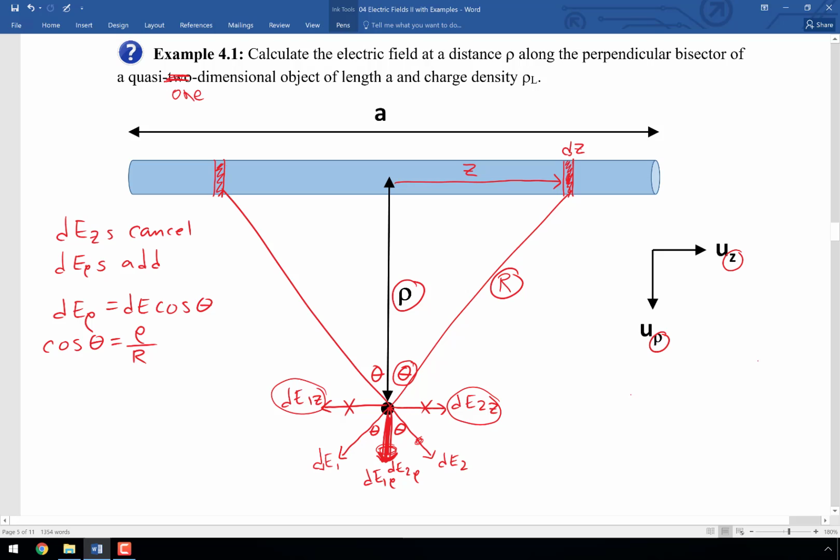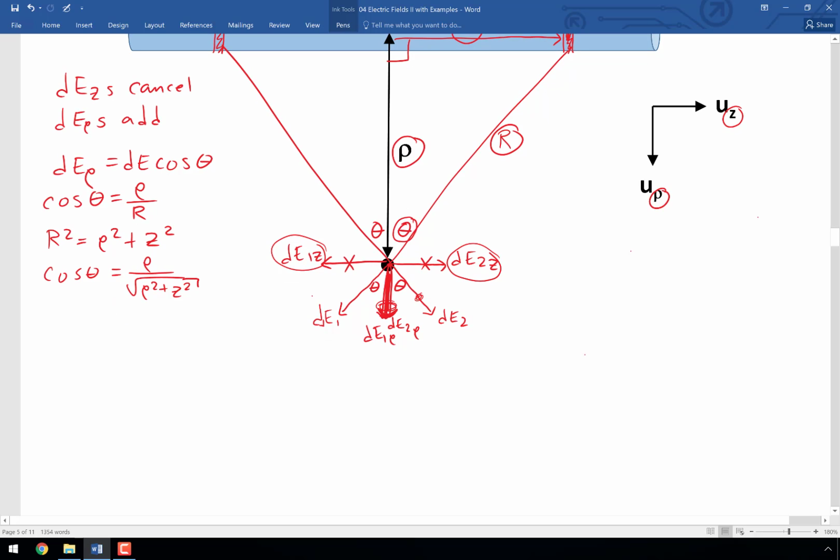And then the question you might ask is, well, then what is r? Well, we know that this quantity is z. We know that this is a right angle. We know that this quantity is rho. So therefore, r squared is equal to rho squared plus z squared. And so we can see that the cosine of theta is equal to rho divided by the square root of rho squared plus z squared. So that gives us a significant head start on solving this problem just by doing a little bit of analysis of the geometry. And this idea of breaking the problem into two components, one of which will cancel and one of which will add, we're going to see in practically every problem we're going to talk about today.